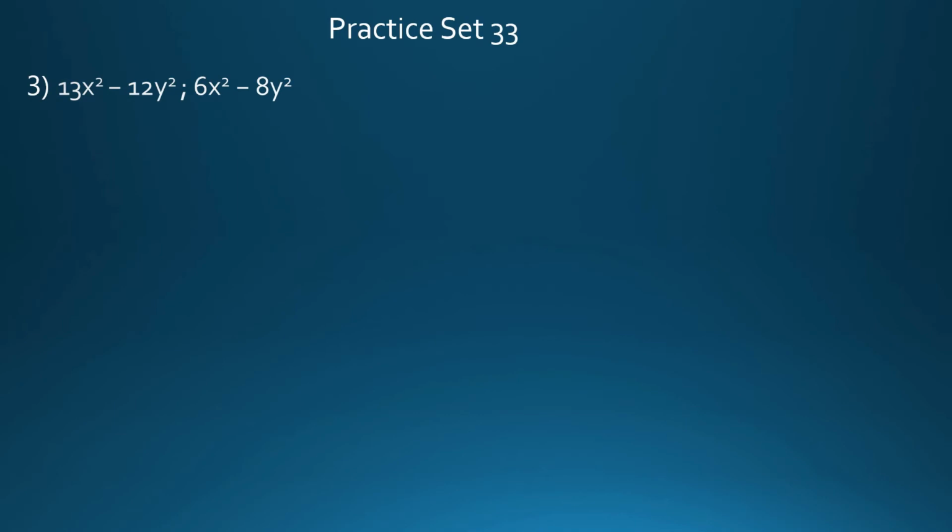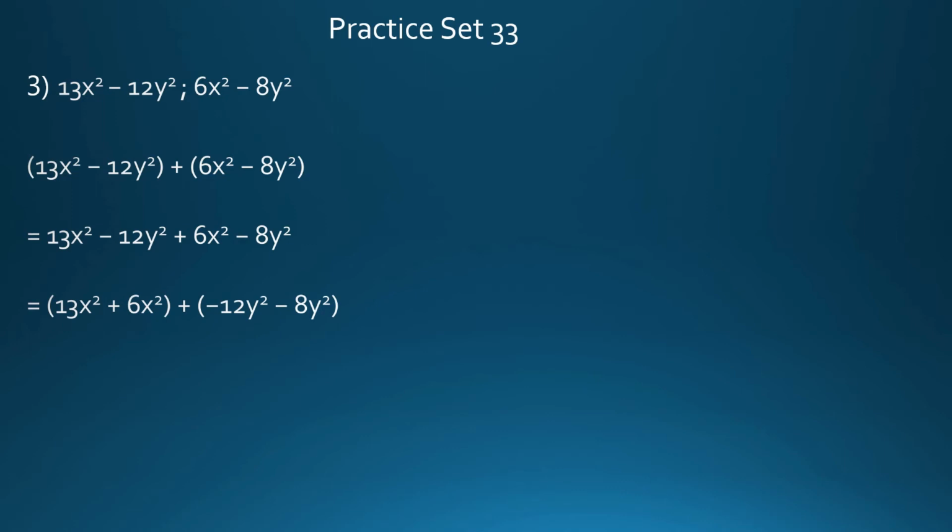Third sum, 13x square minus 12y square and 6x square minus 8y square. So we have to add these two expressions. The next step is bracket open 13x square minus 12y square bracket closed, plus again bracket open 6x square minus 8y square bracket closed. Now in the next step we are going to open both the brackets. So we will have 13x square minus 12y square plus 6x square minus 8y square.